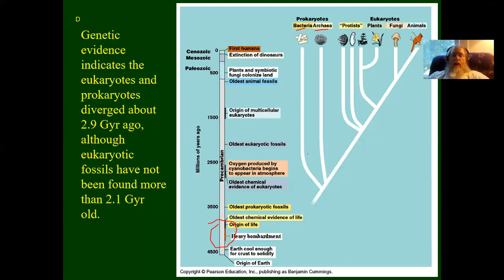The oldest eukaryotic fossils are, as it seems, a bit younger, around 2.1 billion years ago, which is, where are we? Yeah, right about there. So somewhere around here is the divergence between prokaryotes and eukaryotes, but it's not till here that we get the first eukaryotic fossils.